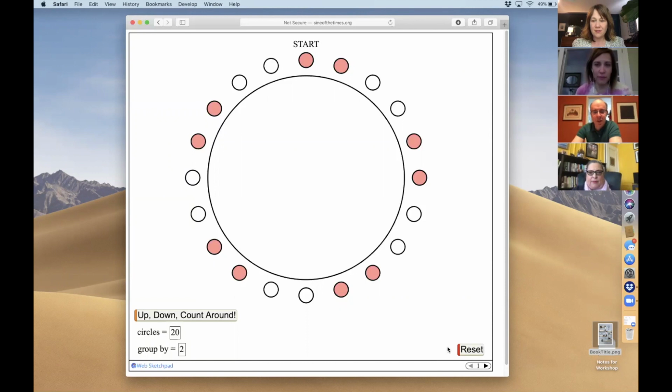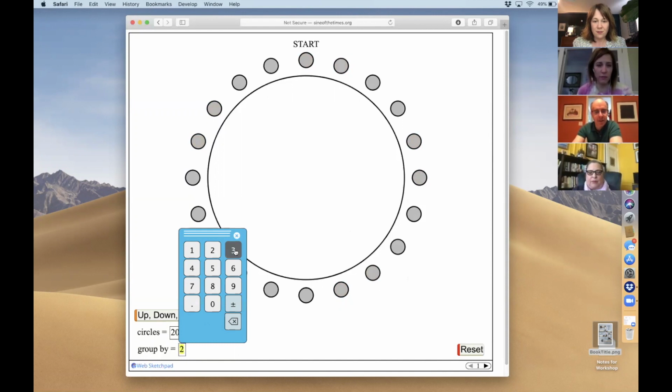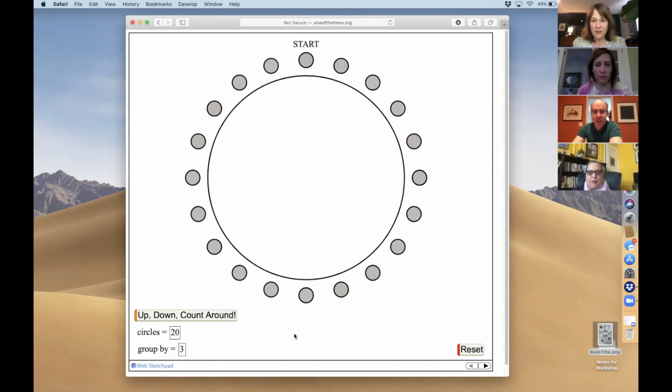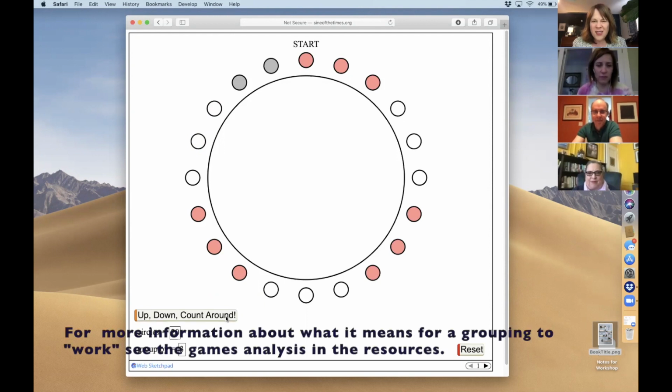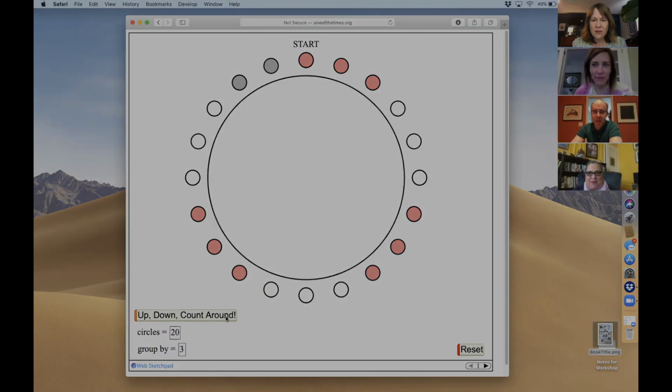Okay, so let's try 3. First, I'm going to press reset so that everyone now is sitting down. These circles are gray. And let's change group by to 3. And we are ready to chant. Stephanie, how about it? All right, 3 up, 3 down, everybody count around. 3 up, 3 down, everybody count around. 3 up. Wait a minute, that didn't work. I wonder what happened. So I wonder what you mean when you say that didn't work.